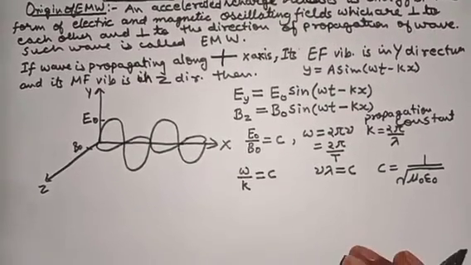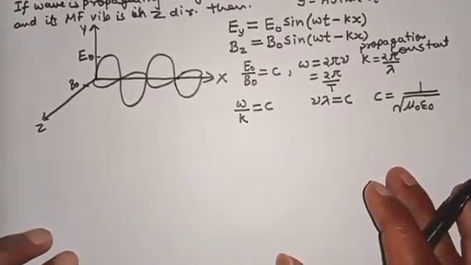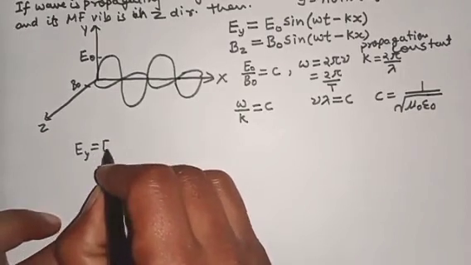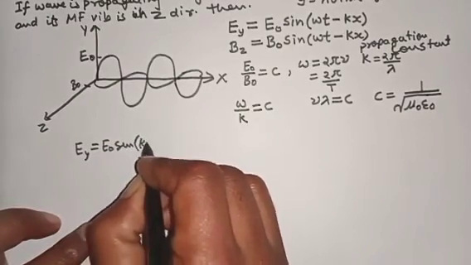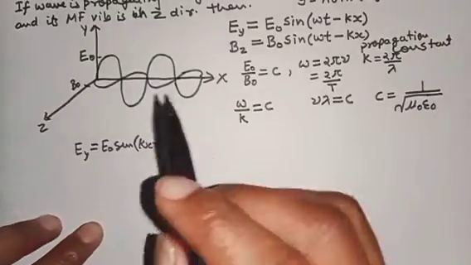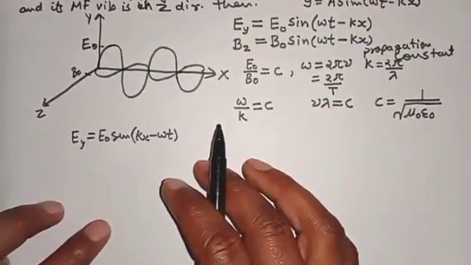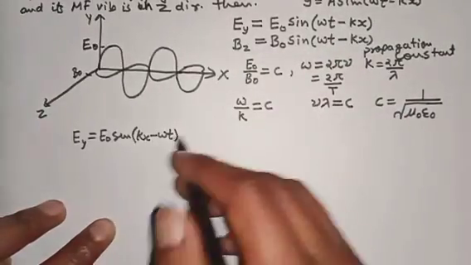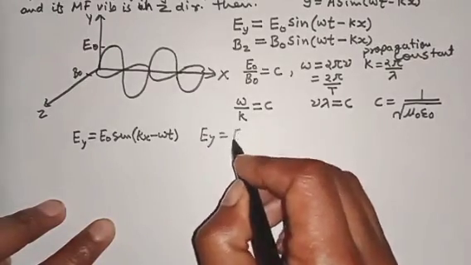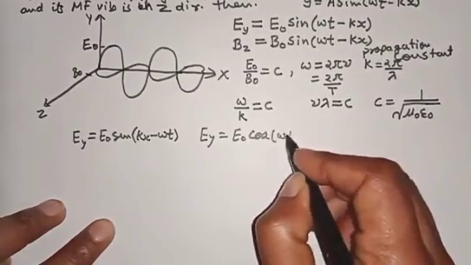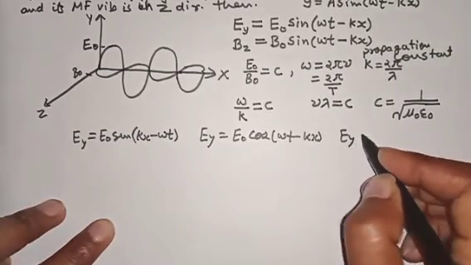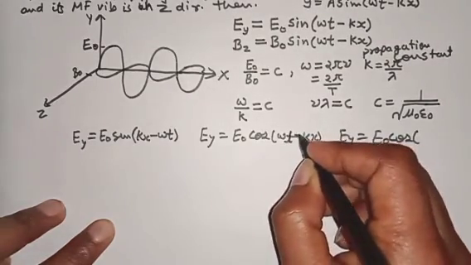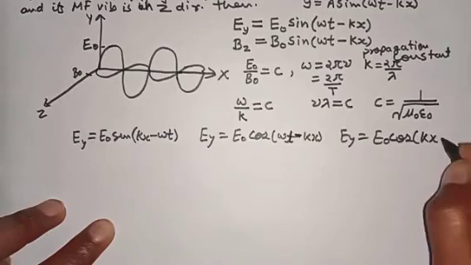But these equations can have any of the following forms. It can be E naught sine kx minus omega t, and all of these are moving along the positive x-axis. I'm not saying that this is equal to this, it can be in this form also. It can be in the form E naught cos omega t minus kx, and it can be E naught cos kx minus omega t.